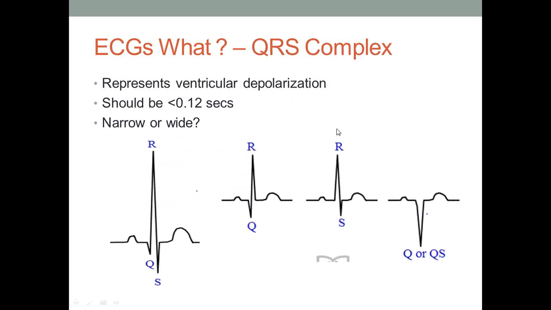So here, the QRS complex, as we talked about earlier, represents ventricular depolarization. So that's the ventricles contracting. And again, it should be less than 3 small boxes, or less than 0.12 seconds. So if it is less than 0.12 seconds or less than 3 little boxes, it's considered narrow. If it's greater in size than 0.12 seconds, it's considered wide. And a wide QRS complex is associated with some pathology, some heart problems. Okay, so that's why we're looking for the difference between a narrow QRS complex and a wide QRS complex.